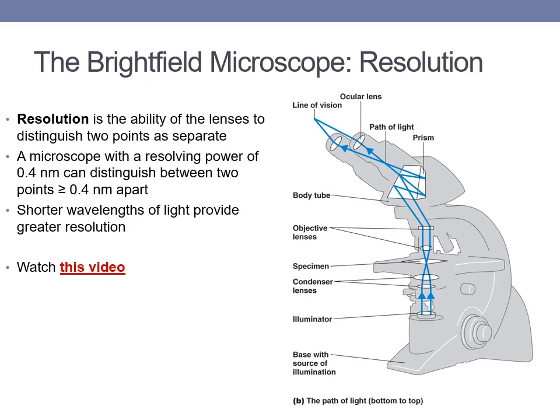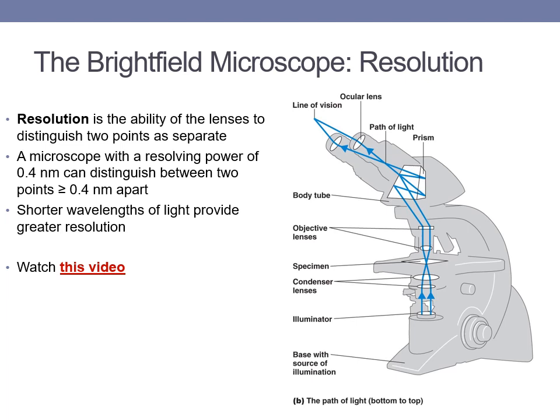This figure shows the path of light through the microscope. Light from the illuminator or light source at the base of the microscope passes through the condenser lens, the specimen on the stage, enters the objective lens, and is then detected by the ocular to view the image of the specimen.